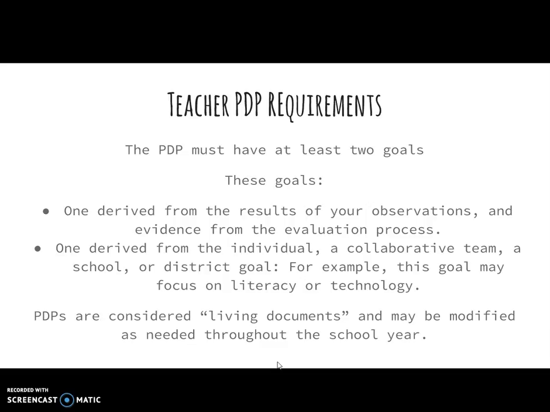Teacher PDPs must have a minimum of 2 professional learning goals. Of these goals, 1 must be derived from the results of your observations and evaluations. 1 goal should be derived from the individual teacher, a collaborative team, your building, or the district goals. For example, this goal could focus on literacy or technology. PDPs are considered living documents and may be modified as needed throughout the school year.